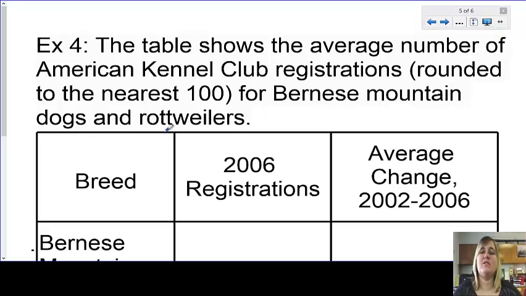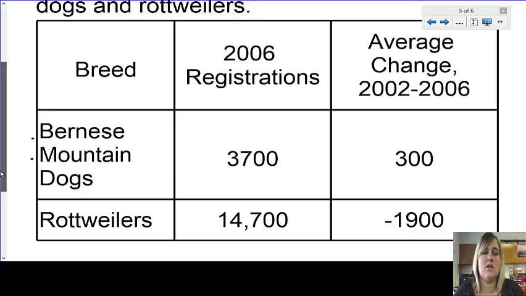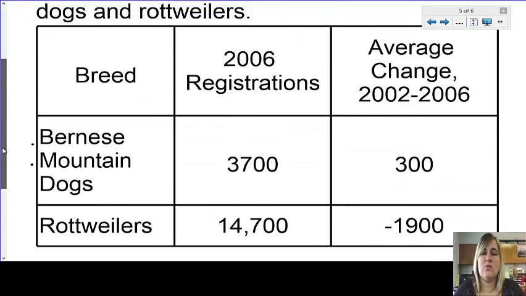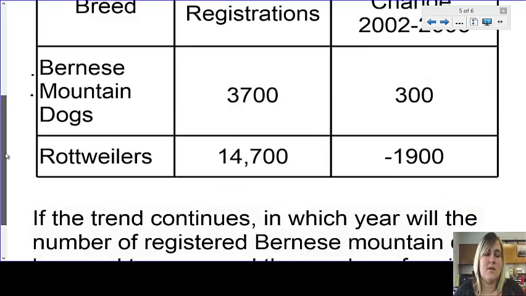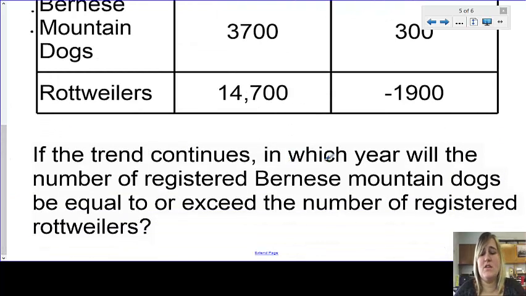Okay, it says the table shows the average number of American Kennel Club (AKC) registered, rounded to the nearest 100, for Bernese Mountain Dogs and Rottweilers. Okay, so this is our table. It says the breed, the 2006 registrations, and the average change from 2002 to 2006. If the trend continues, in which year will the number of registered Bernese Mountain Dogs be equal to or exceed the number of registered Rottweilers?